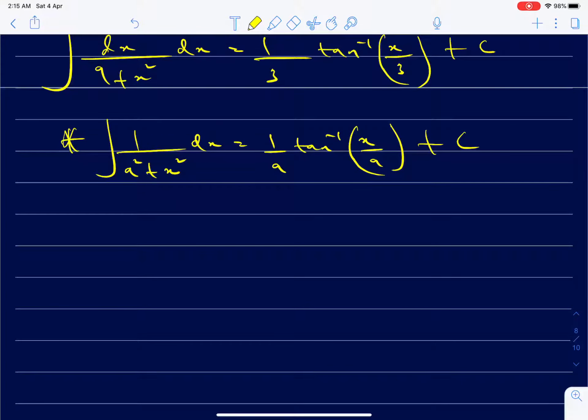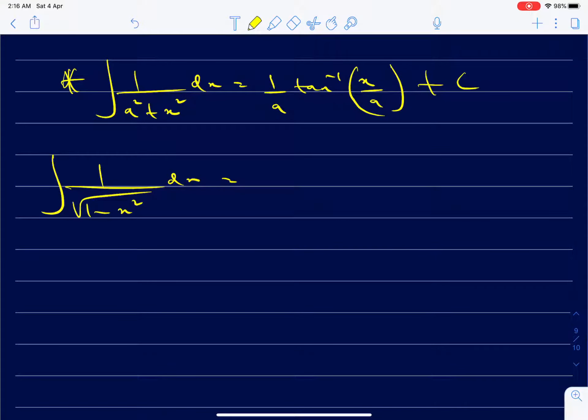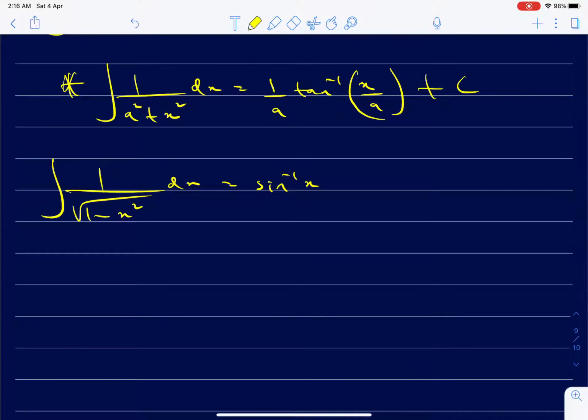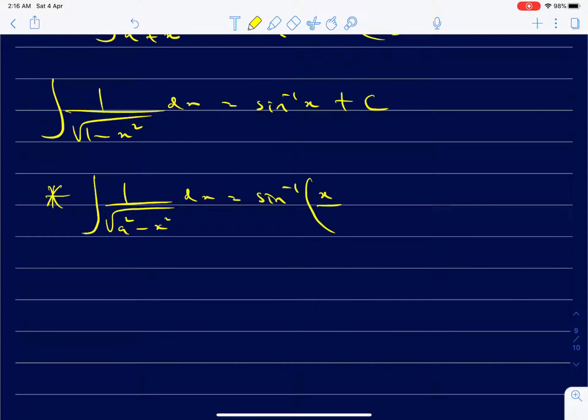Now to the next, evaluate the integral of 1 over square root of 1 minus x squared dx. And that's the same as sine inverse of x over a, that's x over 1, which is the same as sine inverse of x plus c. Remember, the standard is the integral of 1 over root a squared minus x squared with respect to x is equal to sine inverse of x over a plus c. And in that example, a is 1.